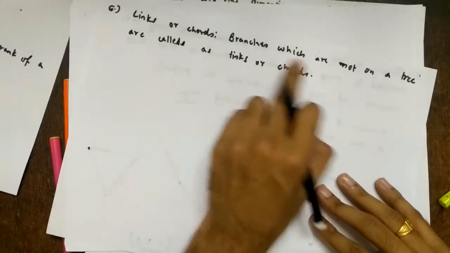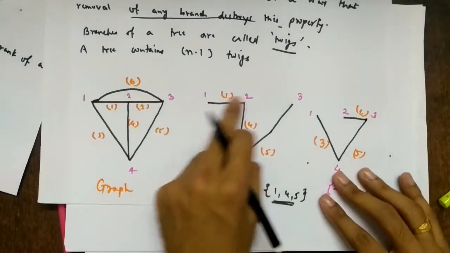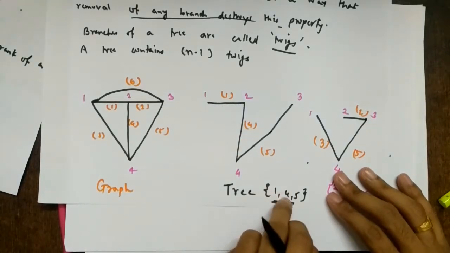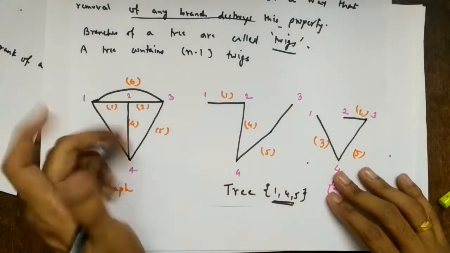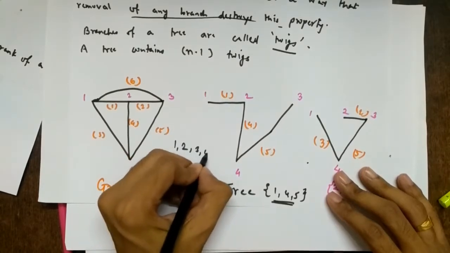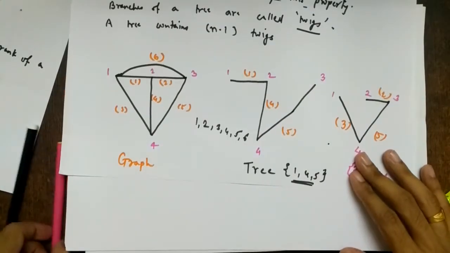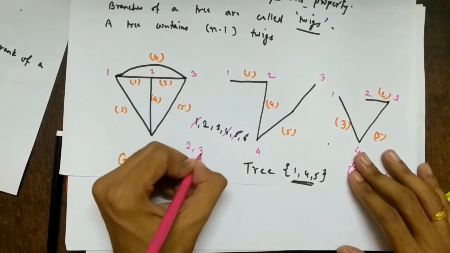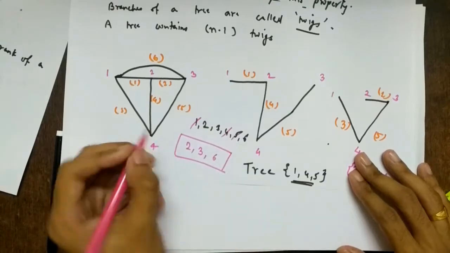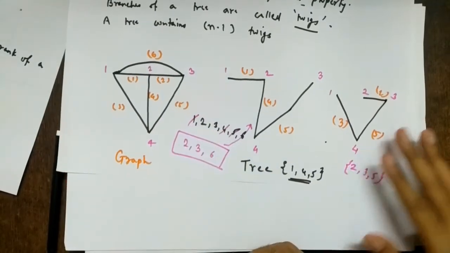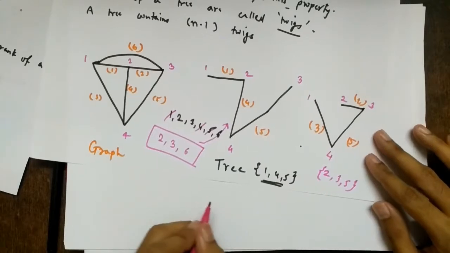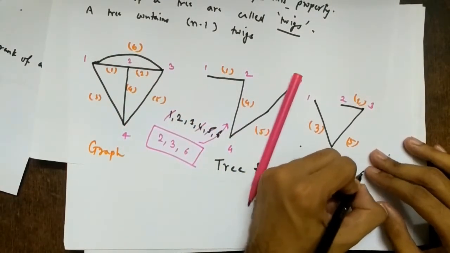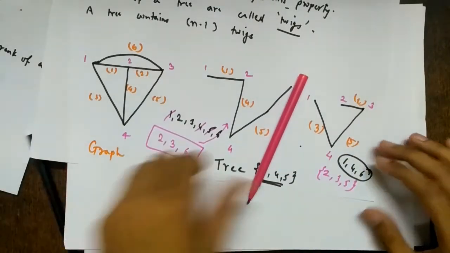So branches which are not on a tree. Right? So what are these? This is a tree. So these are branches on a tree: 1, 4, 5. So what were all the branches? 1, 2, 3, 4, 5, 6. So remove 1, 4 and 5. 1 gone, 4 gone, 5 gone. So what are the links? 2, 3, 6 are links. When this is a tree, remember, depending on the tree, the links or chords will change. So here 2, 3, 5 are the tree, so 1, 4 and 6 are the links or chords. Right?